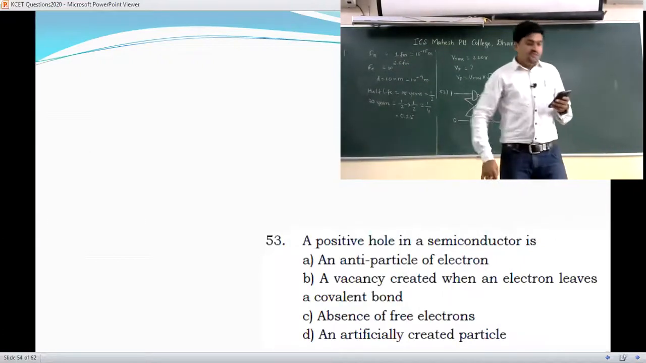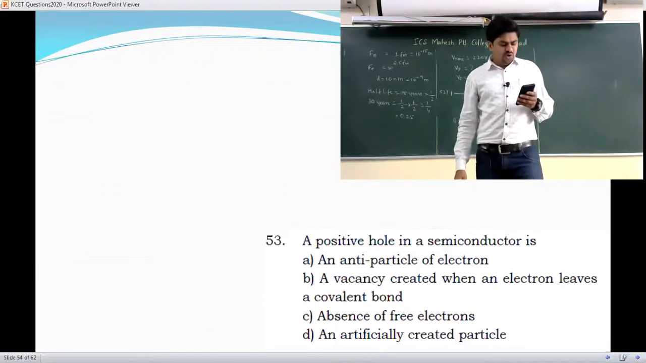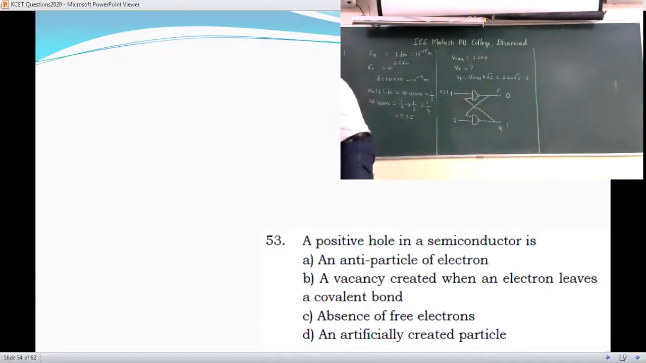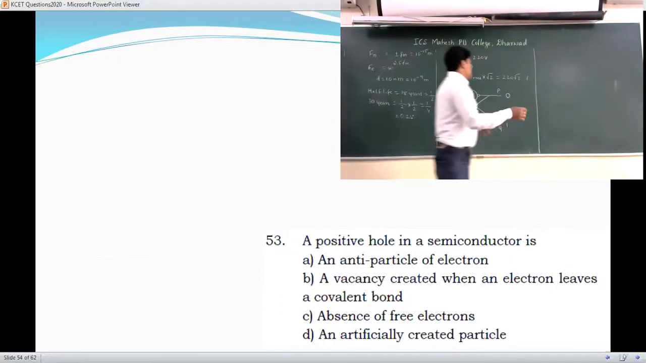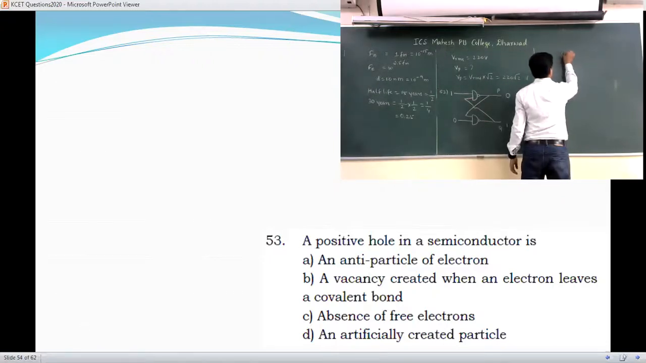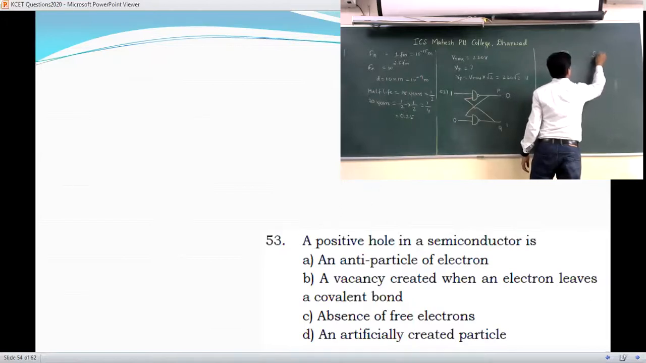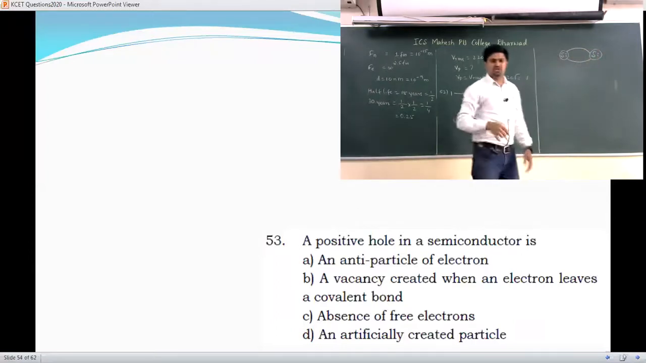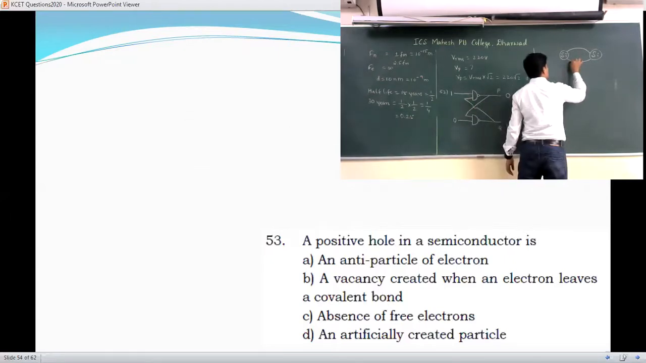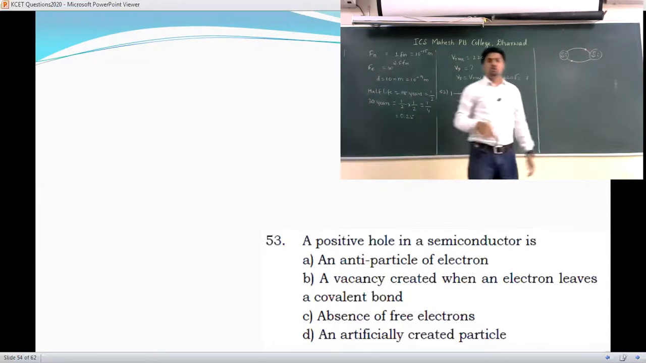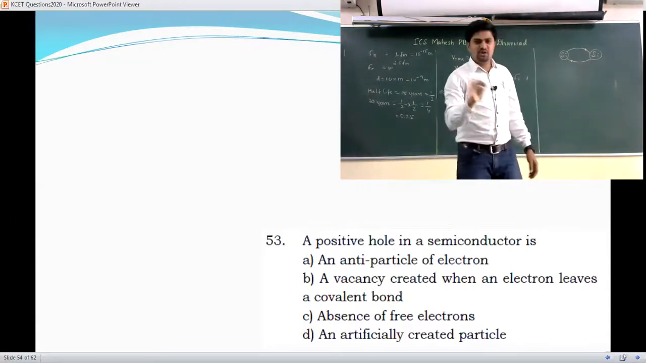In the 53rd question, a positive hole in a semiconductor is... So in a semiconductor, what is the meaning of hole here? If I take silicon, here I have silicon atoms. These two silicon atoms are bonded by covalent bonds. In between the covalent bonds you have electrons. Due to the sharing of electrons, covalent bonds have been formed between the two silicon atoms.